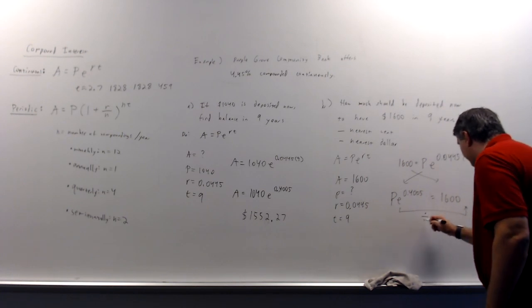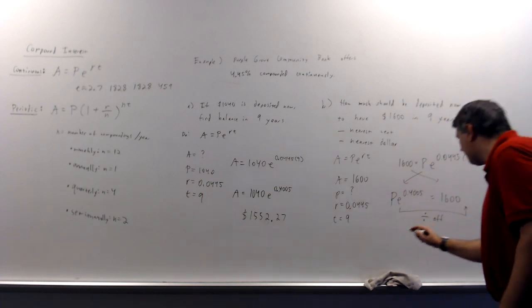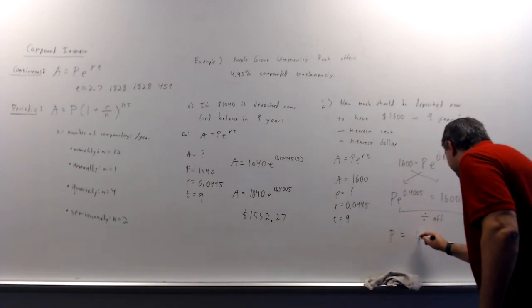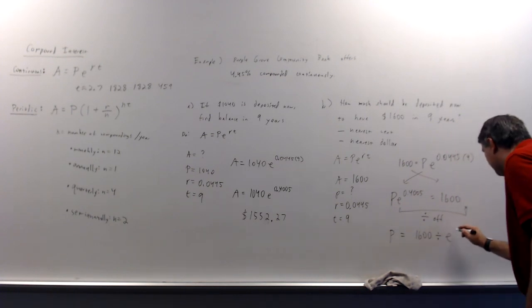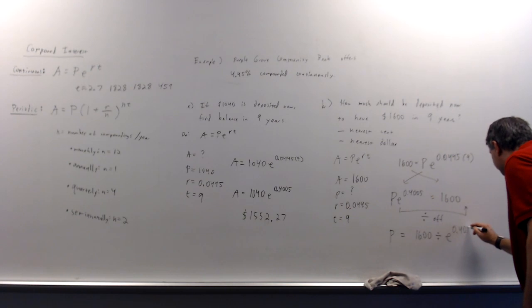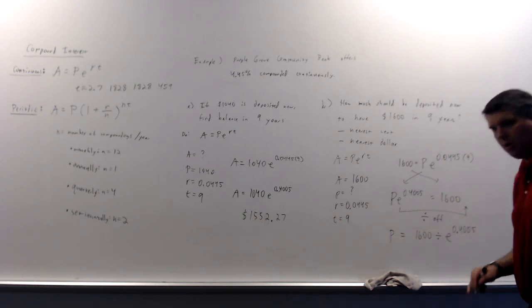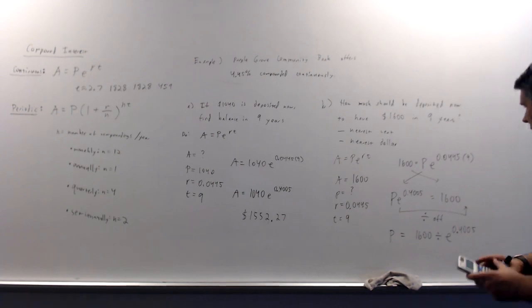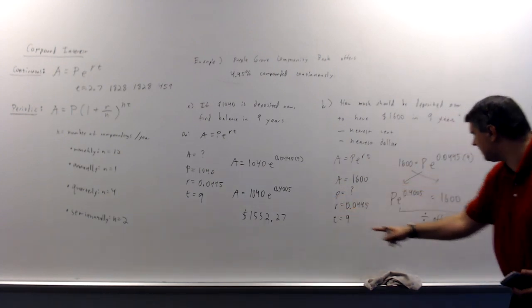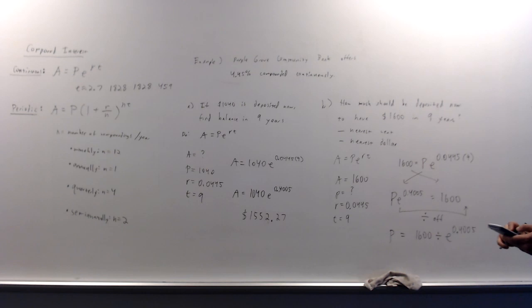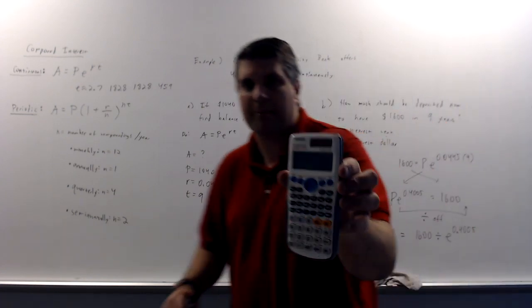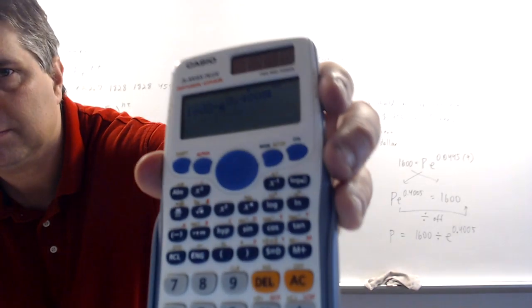And yes, that is the arithmetic division symbol, and that's what I'm going to use. So P equals 1,600 divided by e to the 0.4005th power. Okay, so I'll do similar to what I did here, except instead of timesing, I'm going to divide. So 1,600 division, Shift or Second, ln, 0.4005. This is what it looks like on my calculator.